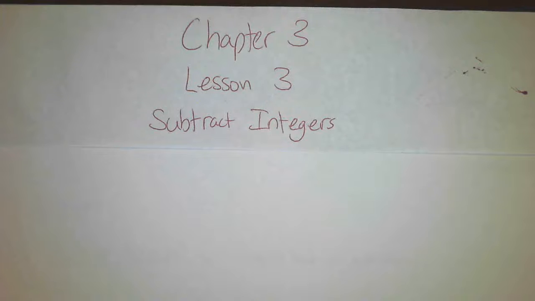Today's lesson, Chapter 3, Lesson 3, will cover subtracting integers. If you have not watched the video on either Lesson 1 or Lesson 2, please do that. You will need that information to continue forward and subtract integers because it will all intertwine. So we're going to go ahead and get started.